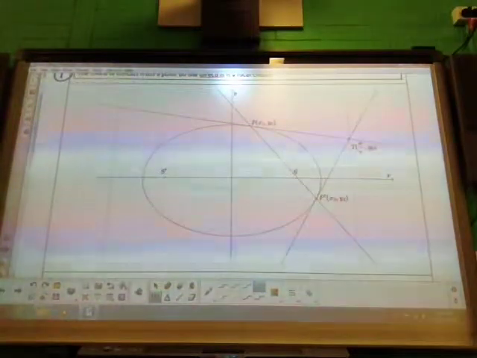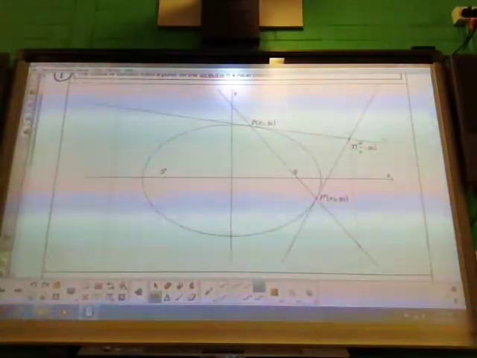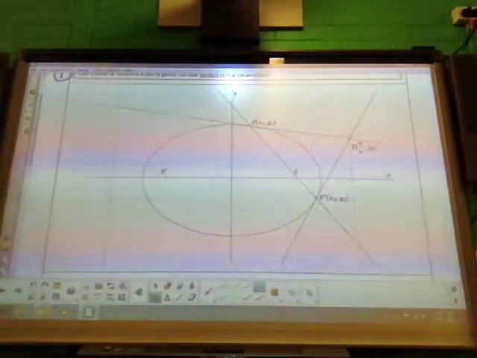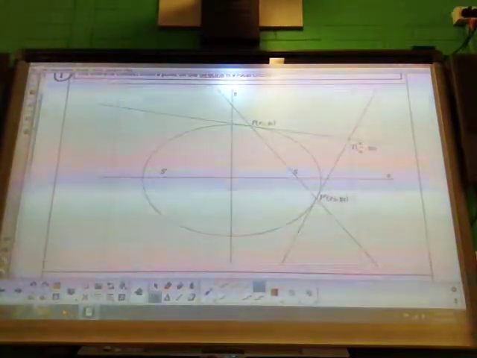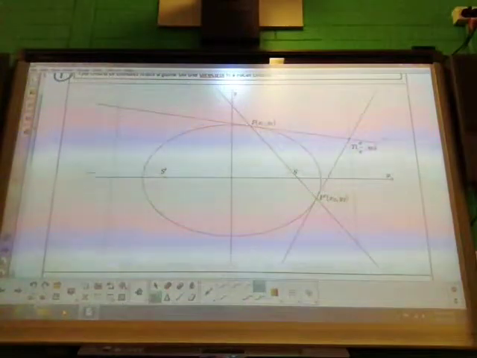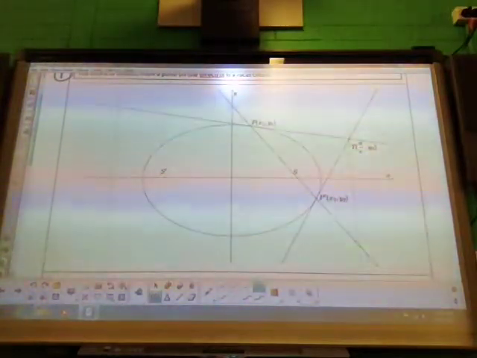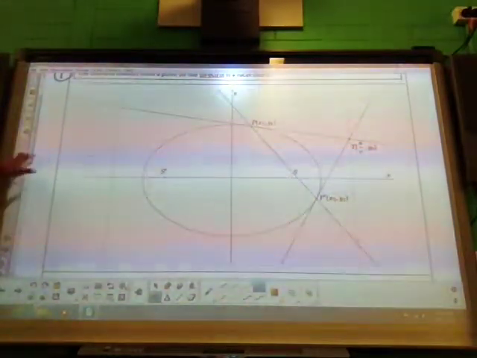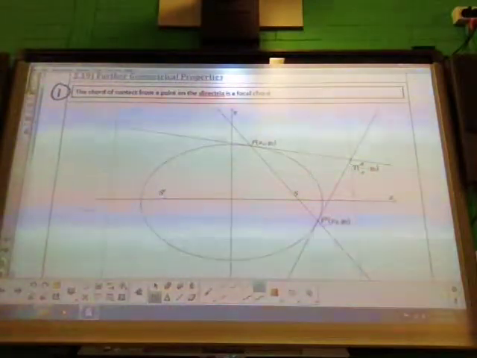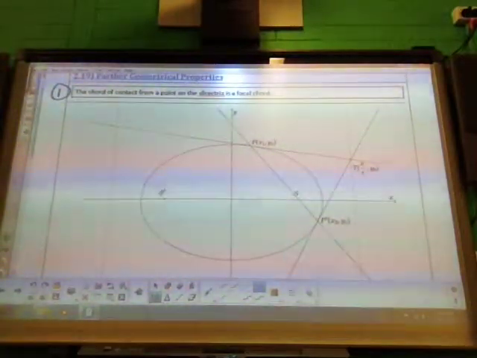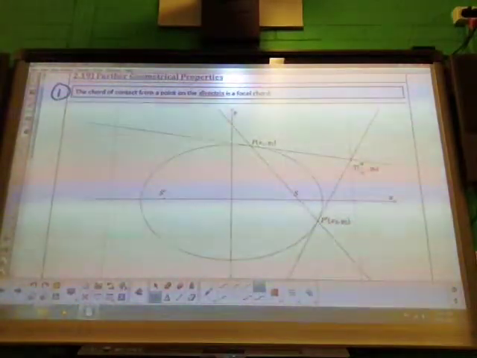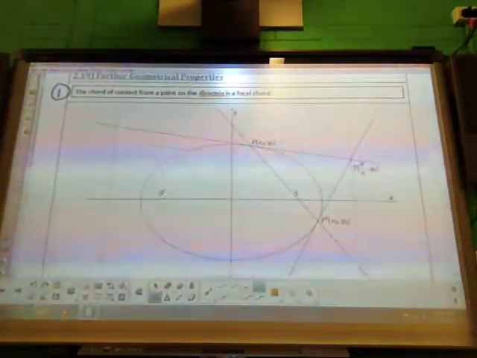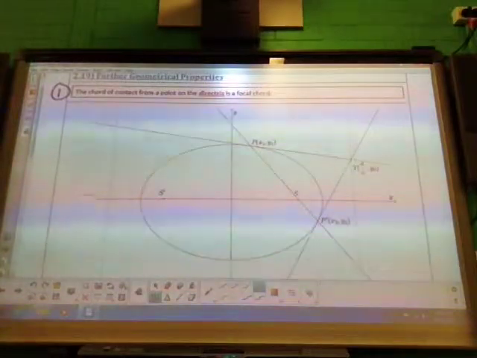Right, so we talked about the chord of contact: the external point T, tangent to the ellipse, and it forms the chord of contact. If that external point is on the directrix, the chord of contact is a focal chord. Okay, if that external point is on the directrix, then the chord of contact will be a focal chord. In other words, the chord of contact goes through the focus.